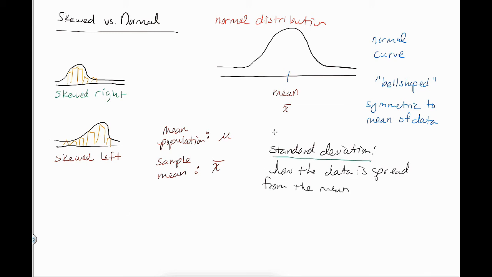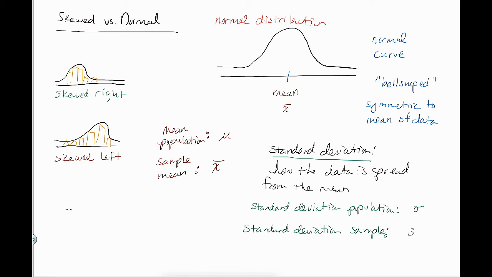Standard deviation can also be represented using different variables depending on what we're looking at, whether we're looking at the population or the sample. If you want the standard deviation for the population, we use lowercase sigma. If you want the standard deviation for the sample, we just use the variable letter s.